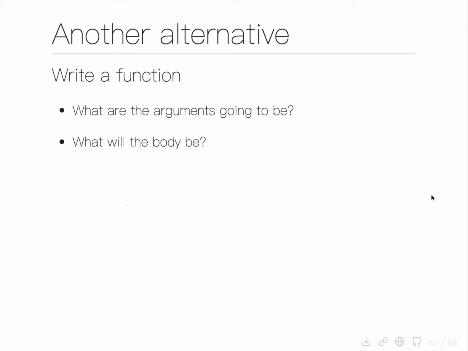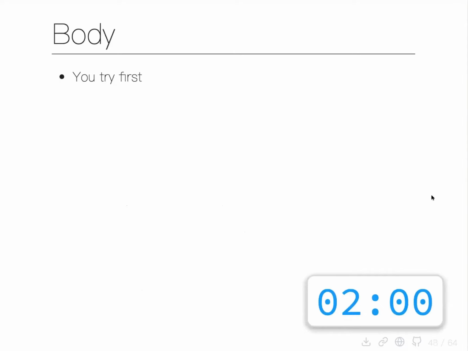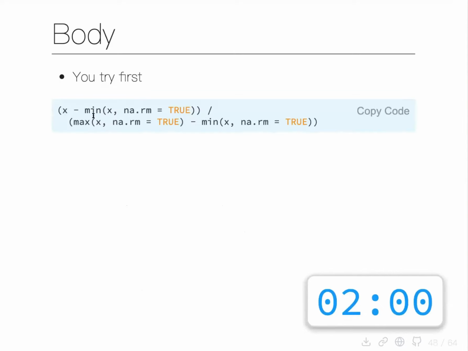Alternatively, we could write a function and we could bind that function to a name. Okay, so I asked before, what would the body be and what would the arguments be? And the body is just going to be this part, right? It's just the same thing that we were copying and pasting over and over again. All we're going to do is, instead of having A and B and C here, we're just going to put X, right? And so X is just some generic vector.